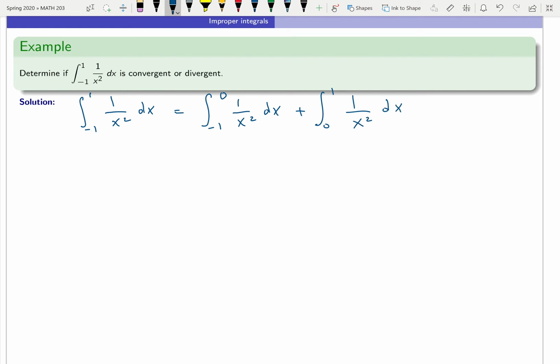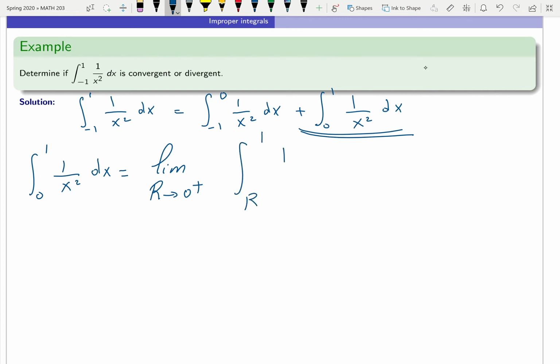Now I have to compute these two integrals. Both of them are improper integrals because they're not continuous at 0. So I will take, for example, that one and try to do it first. If this ends up to be divergent, then my answer will be that the integral from -1 to 1 of 1 over x squared dx is divergent. Now, by the definition that we gave in the previous slide, that would be the limit when r approaches 0 plus, integral from r to 1, 1 over x squared dx.